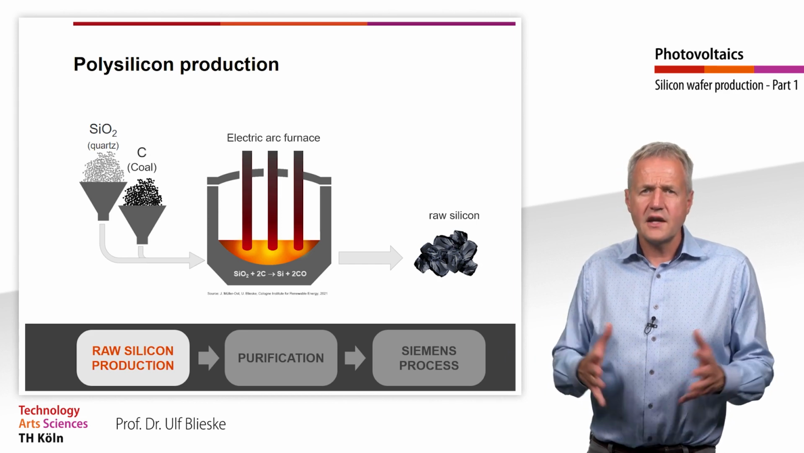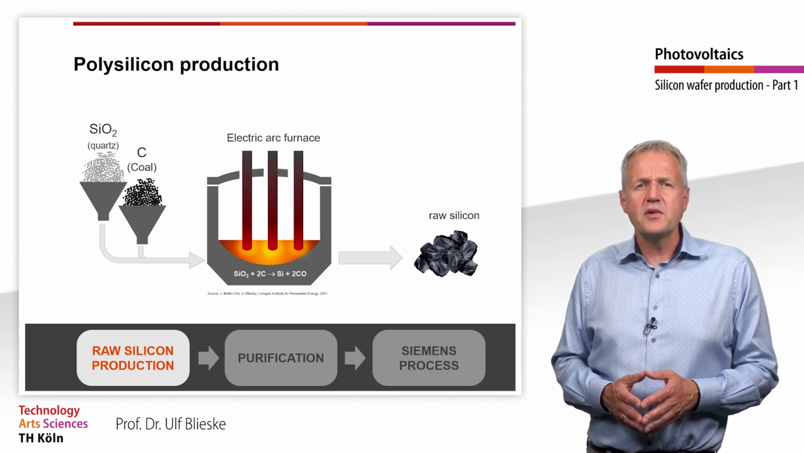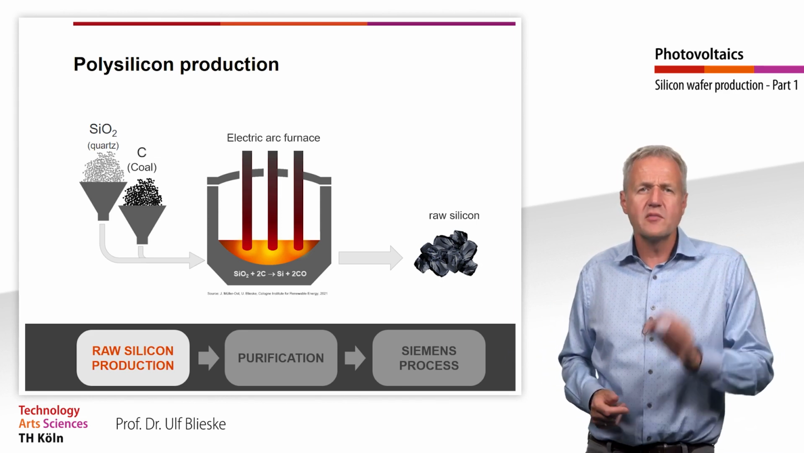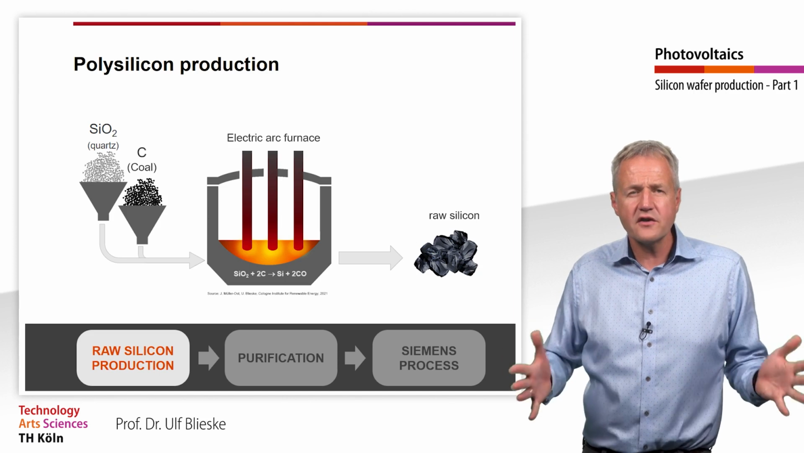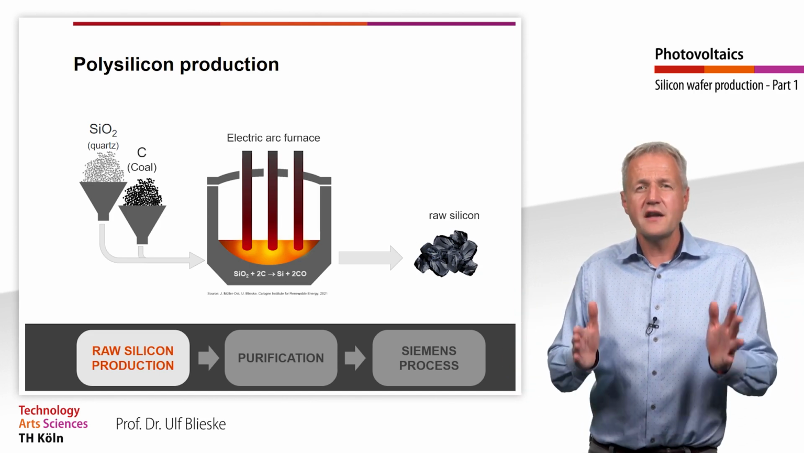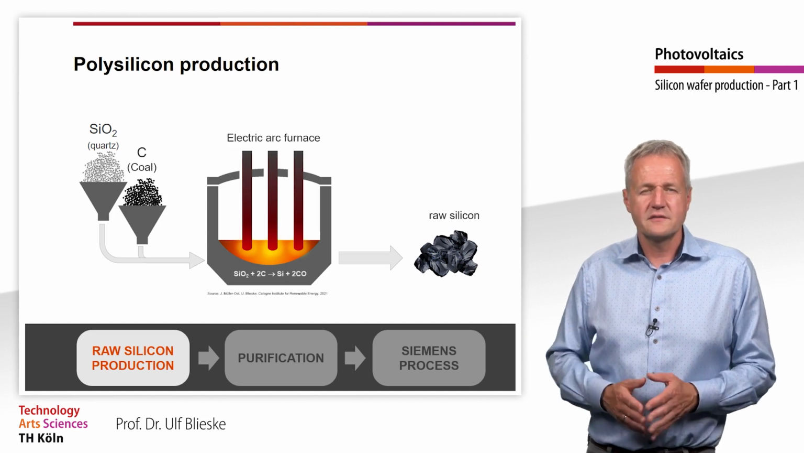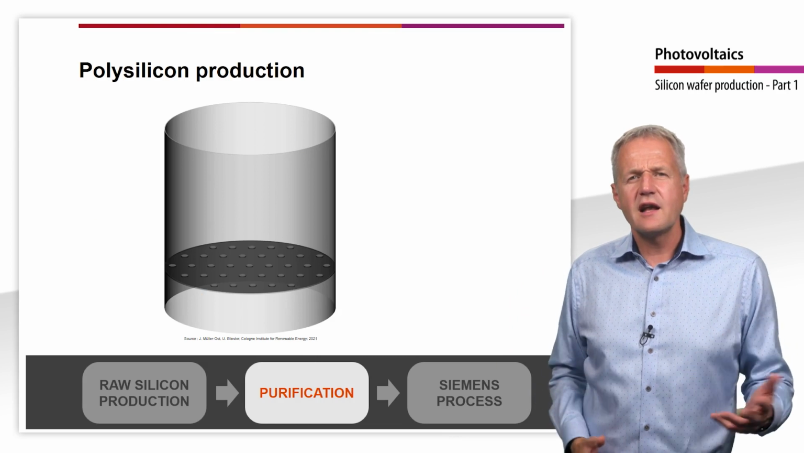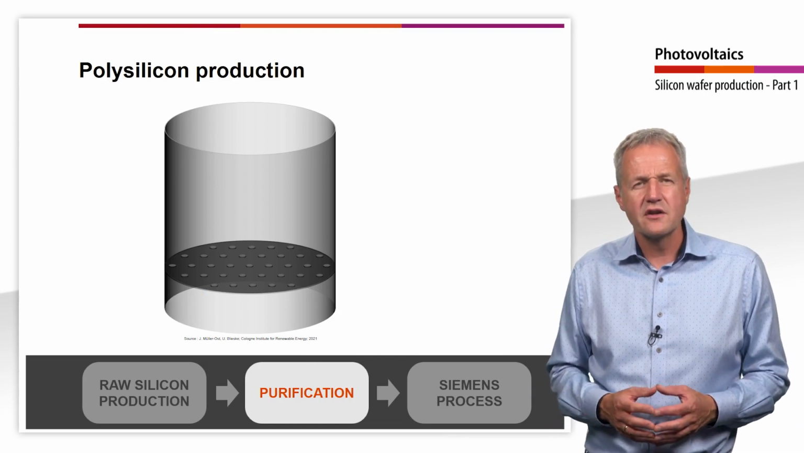For use in a solar cell, there must be no more than one impurity atom for every 100 million silicon atoms. In other words, we need a purity of 99.999999%. This means that the silicon has to be cleaned and other elements have to be taken out.